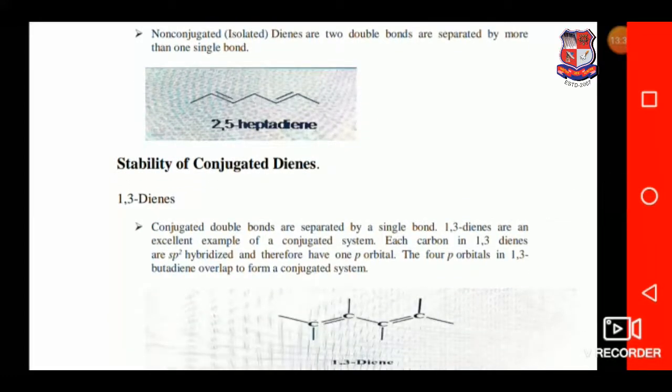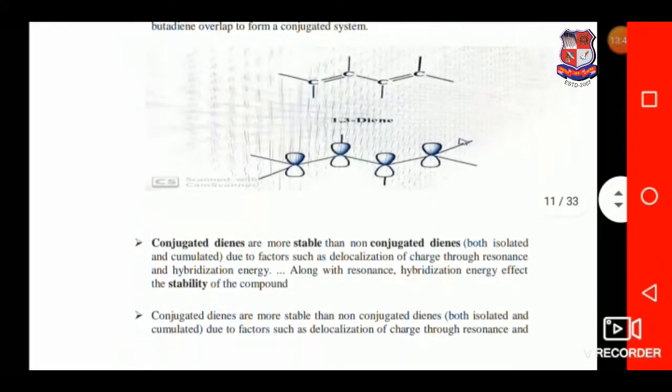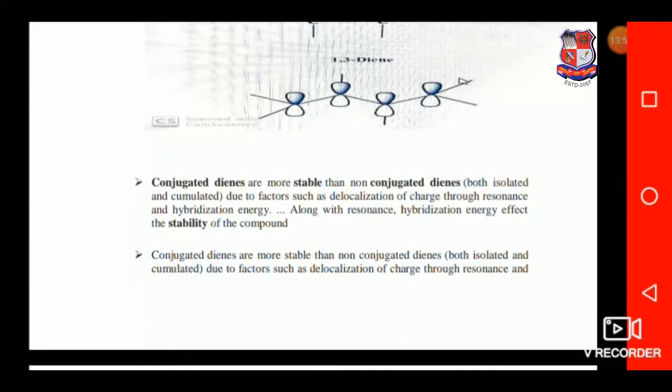Stability of conjugated dienes. Conjugated double bonds are separated by a single bond, as we've seen previously. 1,3-dienes are an excellent example of a conjugated system, as we can see in the diagram. Conjugated dienes are more stable than non-conjugated dienes, whether isolated or cumulated, due to factors such as delocalization of charge through resonance and hybridization energy.